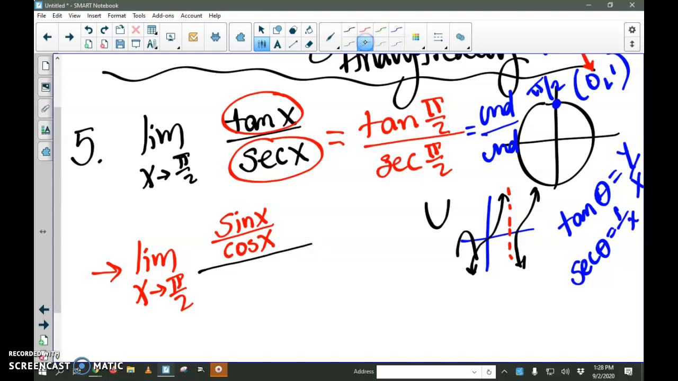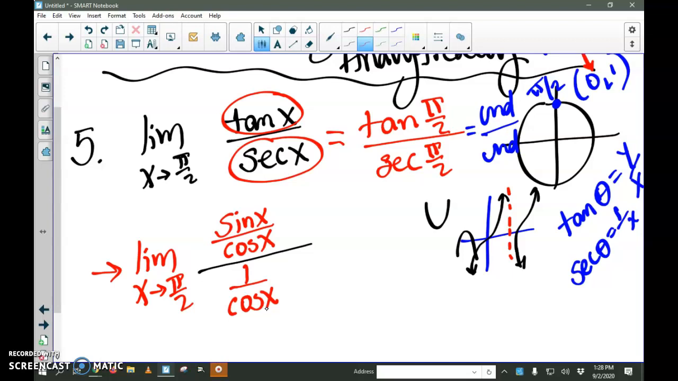And the other identity we're going to use is a reciprocal identity. Again, I had said over here off to the right that secant of theta was the reciprocal of cosine. And so secant of x could be rewritten as 1 over cosine x. And again, they like to use the reciprocal identities. Cosecant is 1 over sine of x. Cotangent is 1 over tangent of x.